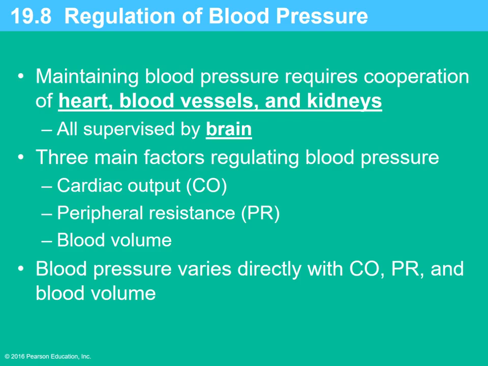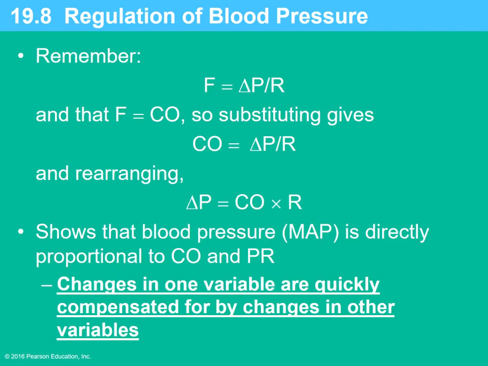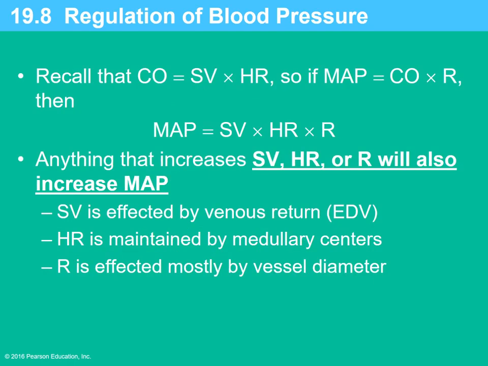Three main factors regulating blood pressure: cardiac output, peripheral resistance, and blood volume. And a lot of these formulas you can use to calculate and see the effect. Basically, what I want you to get from it is that if you change one of these variables, you're going to have compensation or changes with some of the other variables as they compensate for a change. So if something increases, the others are going to compensate that increase. Or if something decreases, you'll have compensation for that.